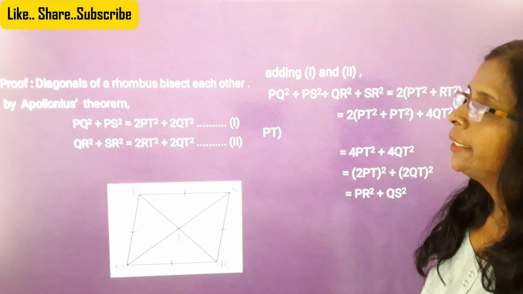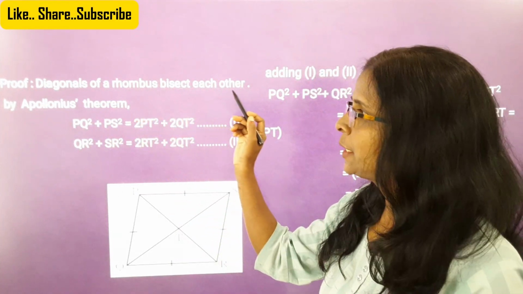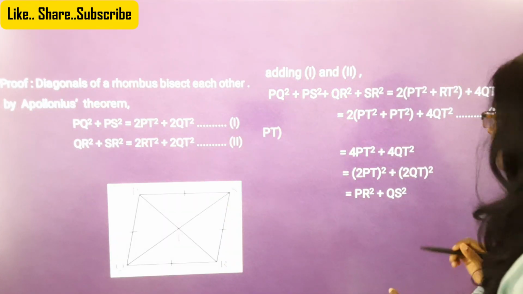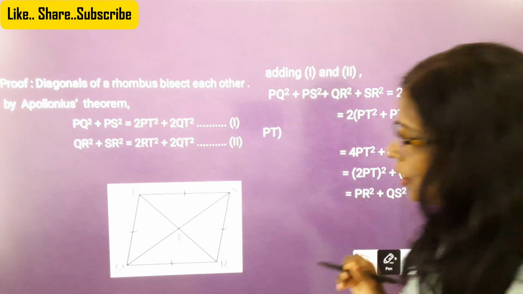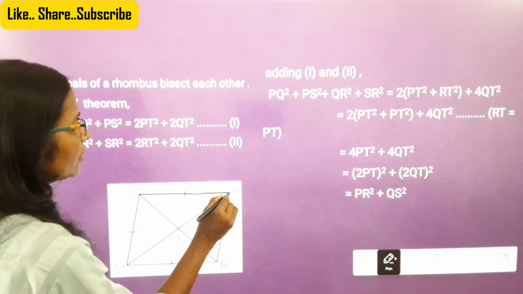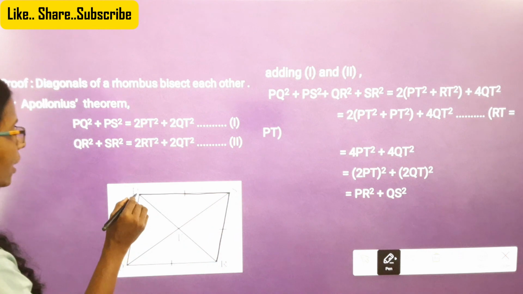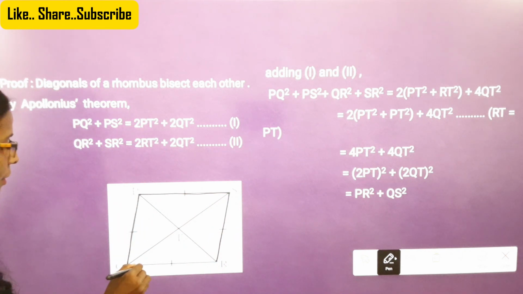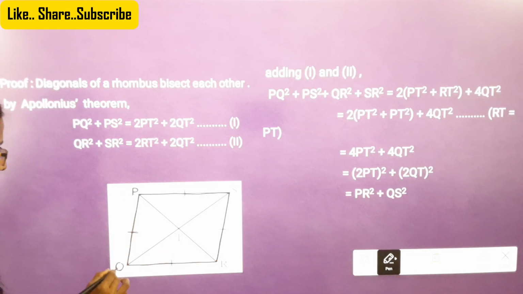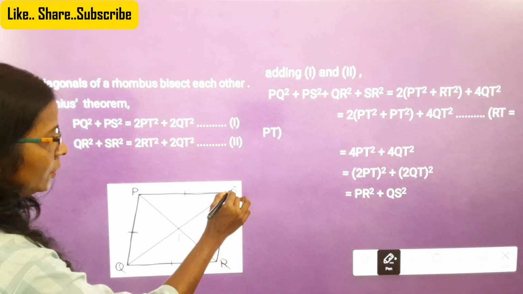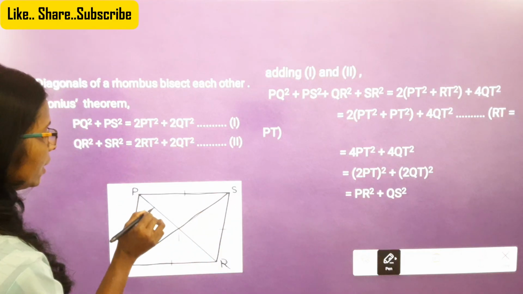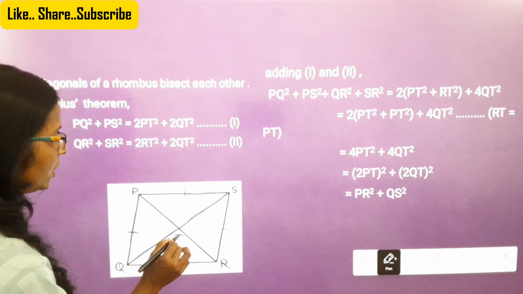How can we prove it? Diagonals of a rhombus bisect each other, and so by Apollonius Theorem, here we apply the Apollonius Theorem, students. See in the figure, the quadrilateral PQRS is nothing but the rhombus. So here in this PQRS we apply the Apollonius Theorem. So let us see how we can apply the Apollonius Theorem, students.